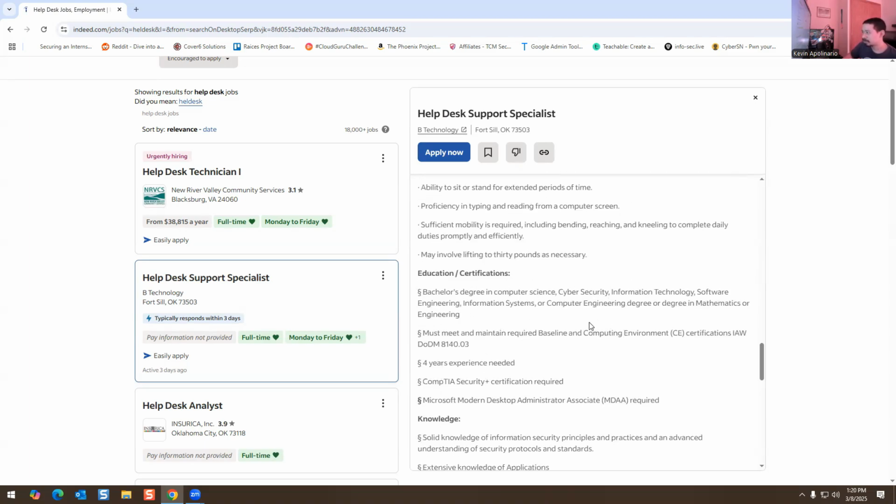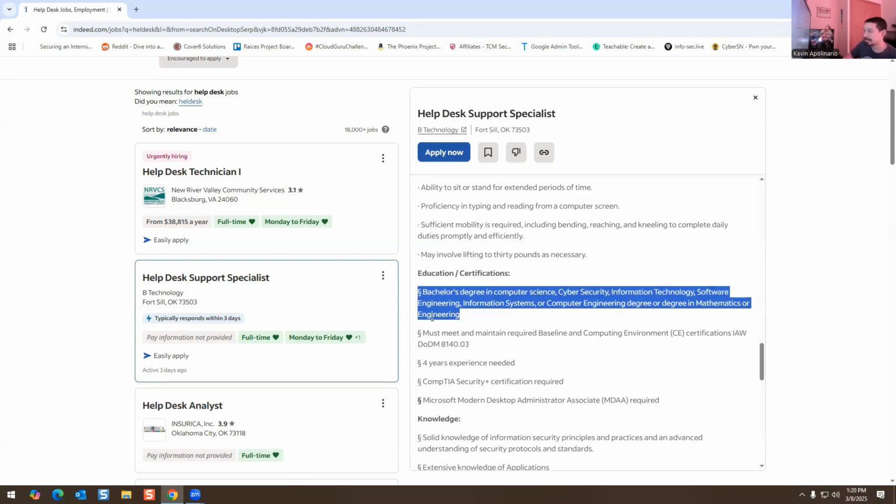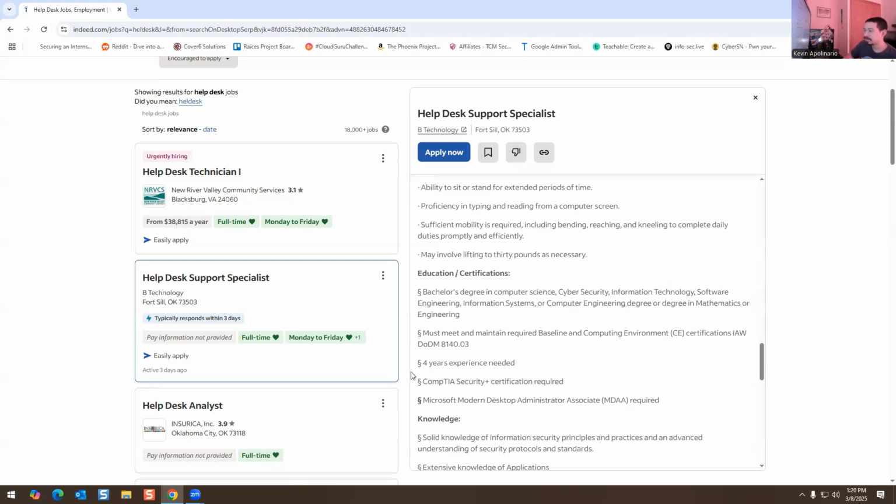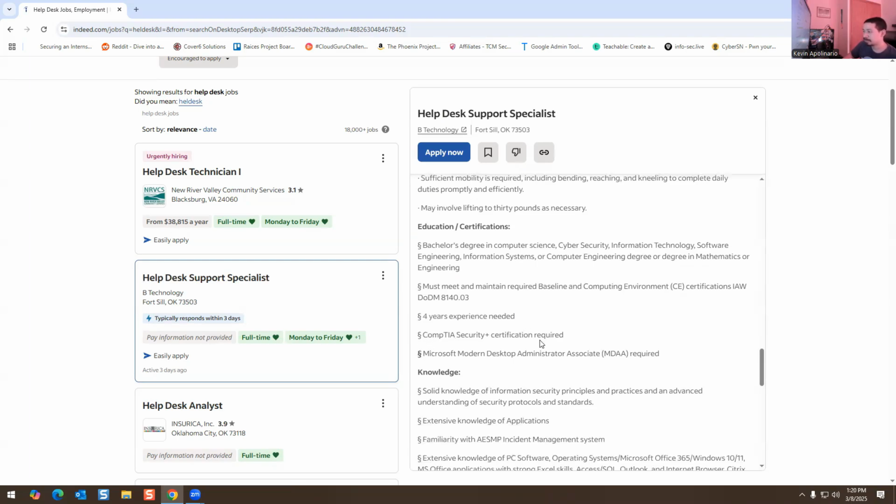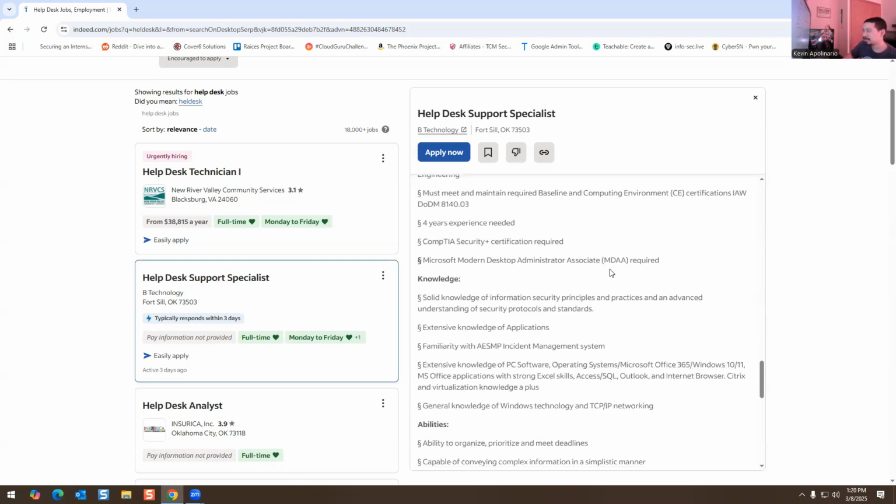He's also asking for a bachelor's degree, some sort of degree in information systems or computer science or something like that. So anyone saying the degree is not gonna help me, look at this job. If you have a degree, it definitely is gonna help you. It's asking for 4 years of experience for some reason. Security Plus. It's asking for an MDAA associate certification.